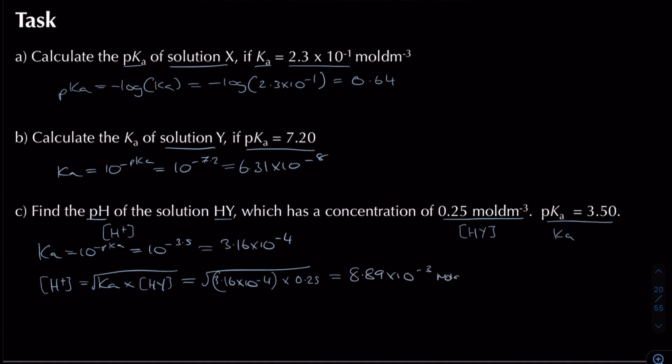That's the concentration in moles per decimeter cubed of H+. Now I can finally work out a value for pH, which is going to be equal to minus the log of the concentration of H+, which is going to be 8.89 times 10 to the power of minus 3. And so I end up with a final value, which is going to be 2.05 for the pH itself. So all this is just an extra step in our calculations involving pH.